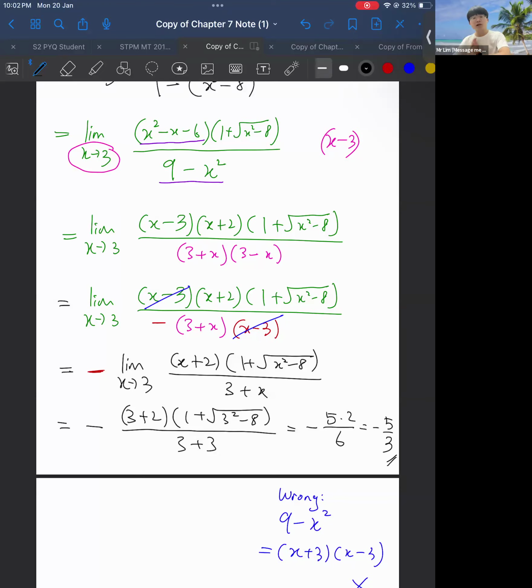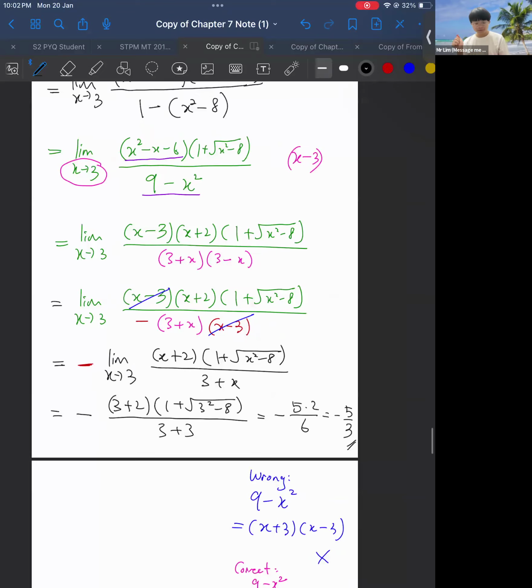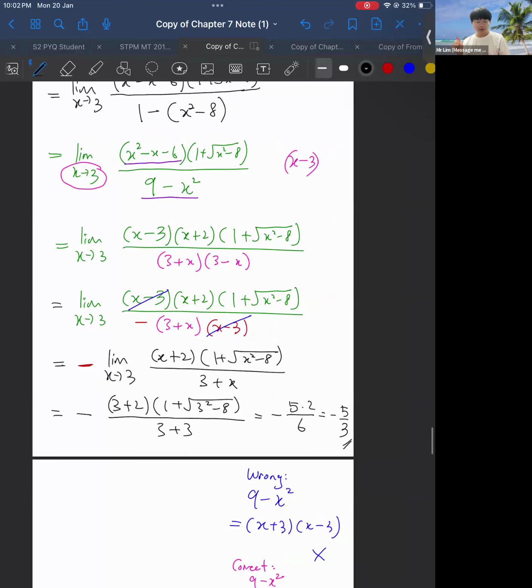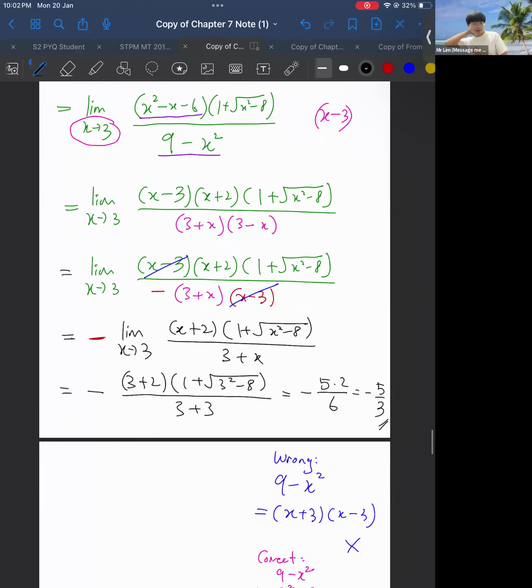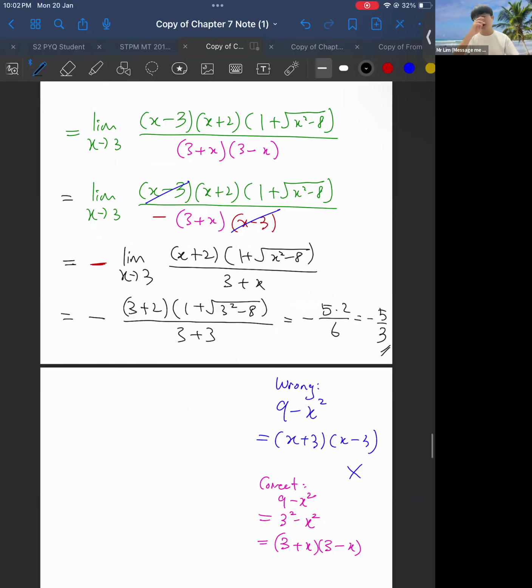Yes, some of you got it correctly. Okay. So this is the reality in your exam.